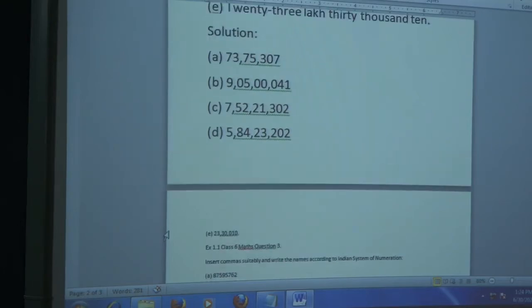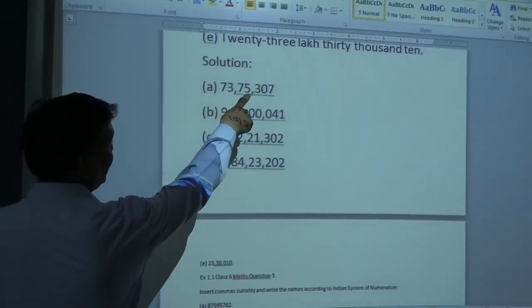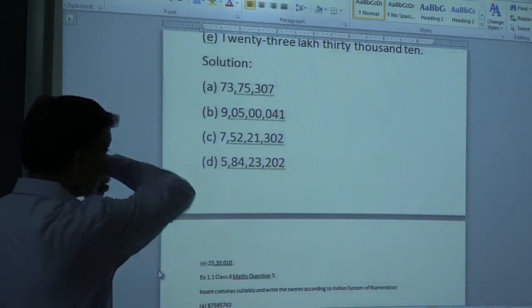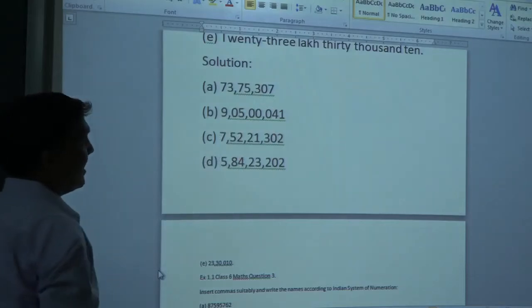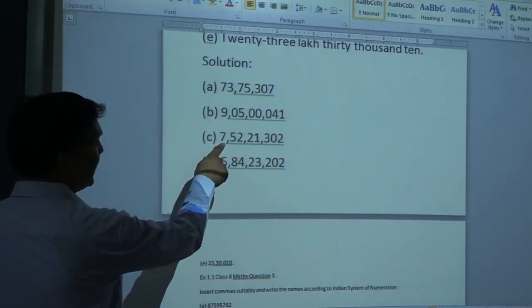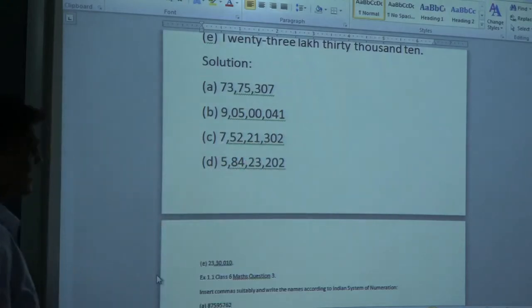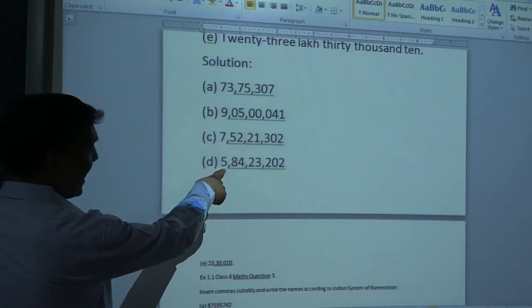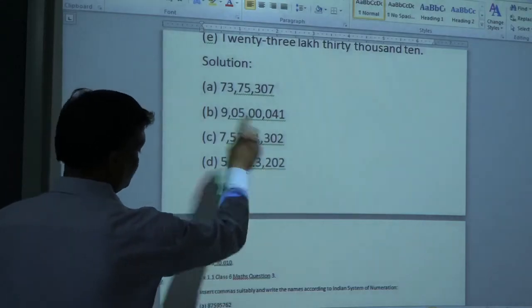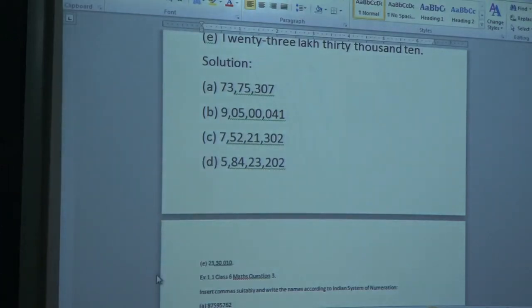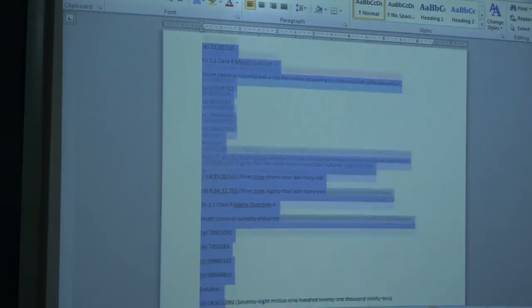What are the answers we wrote? The first answer, 73 lakhs 75,307. Second answer, 9 crore 5 lakh 41. Next answer, 7 crore 52 lakhs 21,302. Next answer, 5 crore 84 lakhs 23,202.